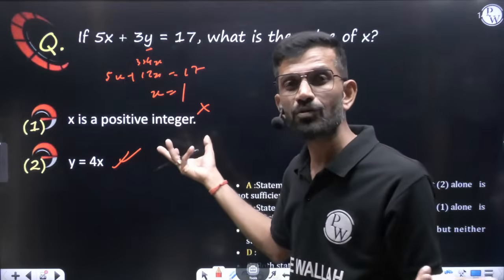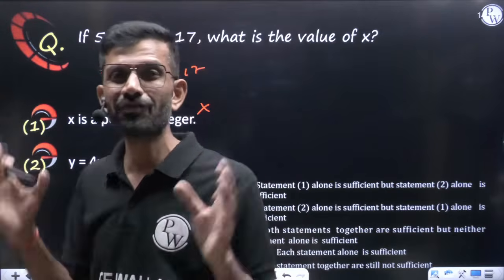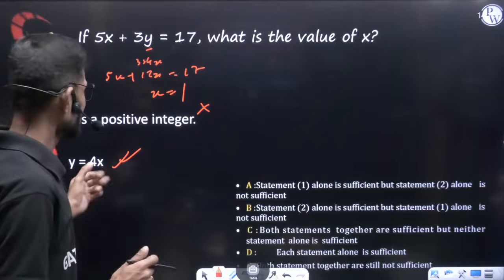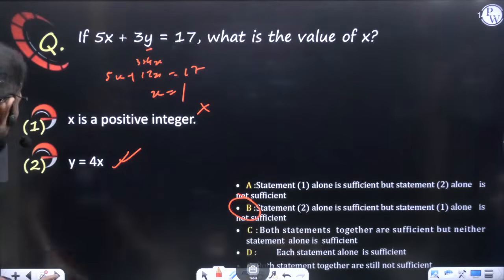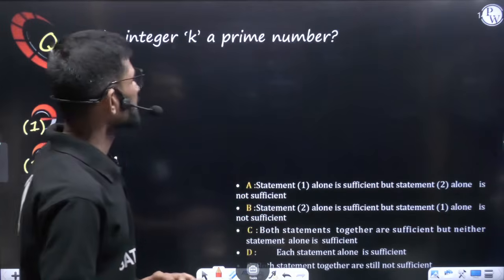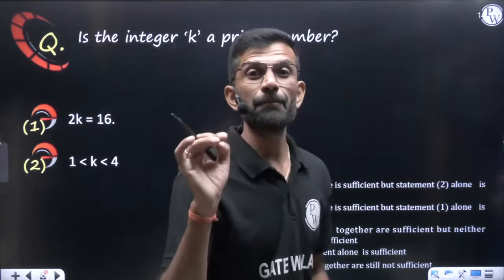But here, second alone is sufficient. Second alone is confirmed, giving you the value of x, so second alone means option B. Moving further. Is the integer k a prime number?